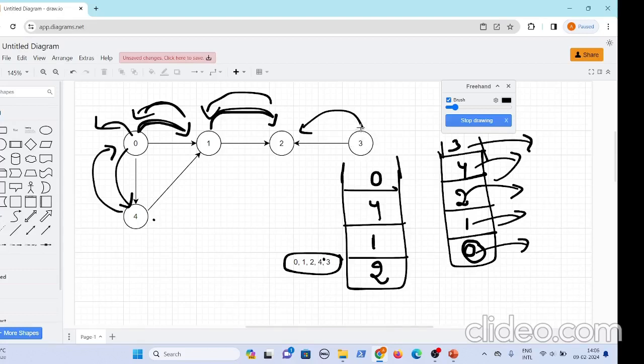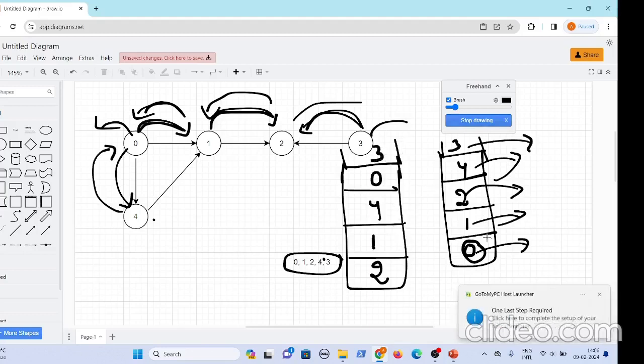Now from 3 I wanted to go to 2, but 2 is already visited. So I shouldn't visit it. There is no way from 3 which should be visited, right? Now it's a trace back, so you put it in the stack. My stack is exactly opposite to the DFS order, right? So my stack will have this.